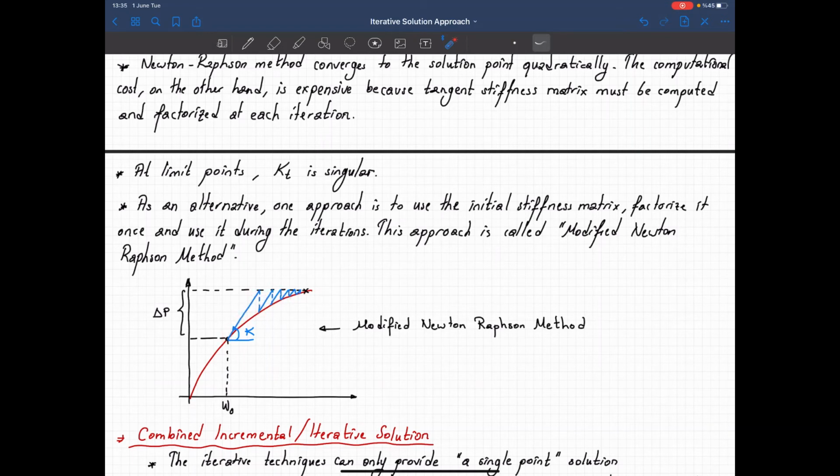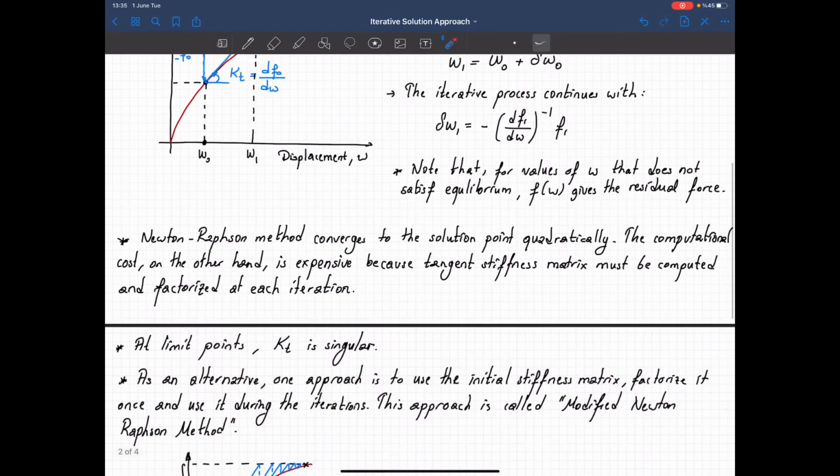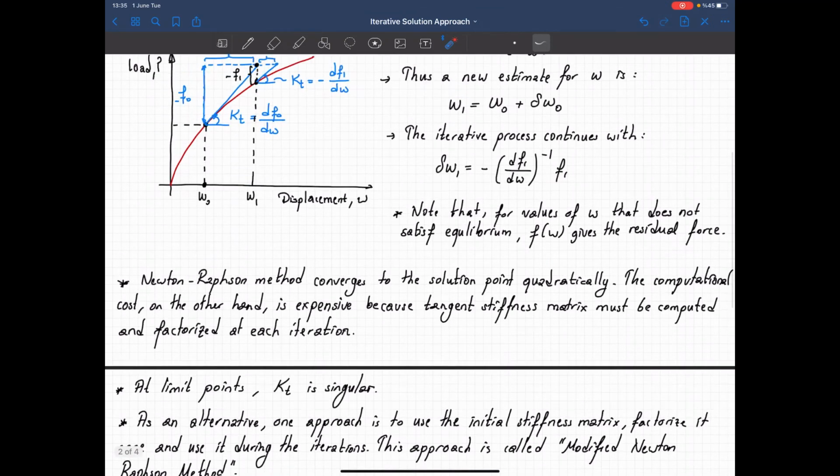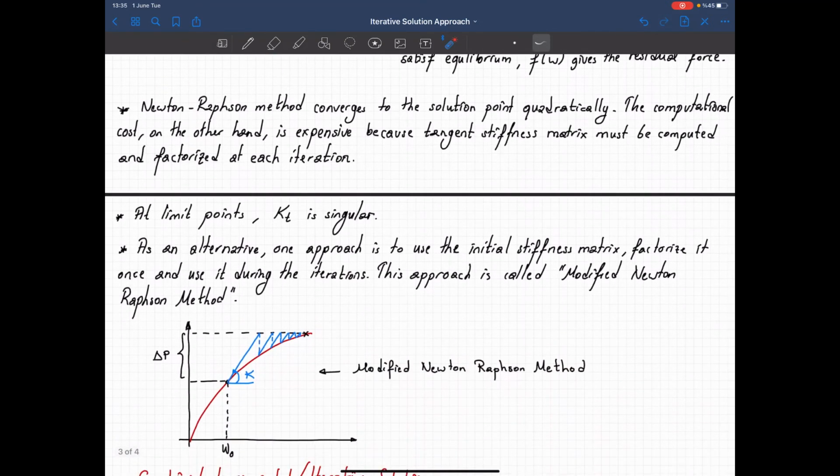Now here actually you don't have to calculate k or the slope correctly. Any slope will help you to converge to the equilibrium point, provided that you calculate the residual force accurately. Now there are some methods as well. Instead of using kt or k, they modify the k in such a way that they get a different slope and use a different slope, converge faster, but not factorize the stiffness matrix at every step.